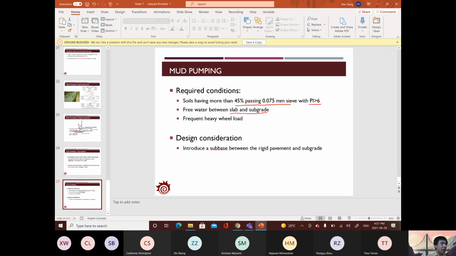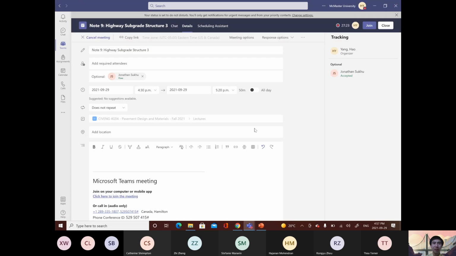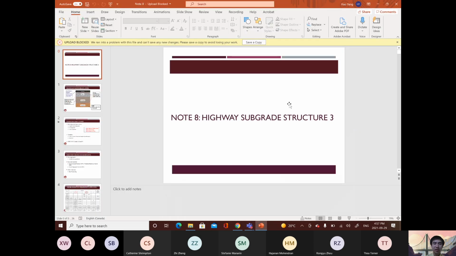Okay, if you don't have any questions, I will continue the introduction about the highway subgrade structure, but we will have more issues to discuss about the sub-base materials that we need to use and how we can improve the performance, or the physical properties, of those materials. So that will be Note 7, the highway subgrade structure 3.